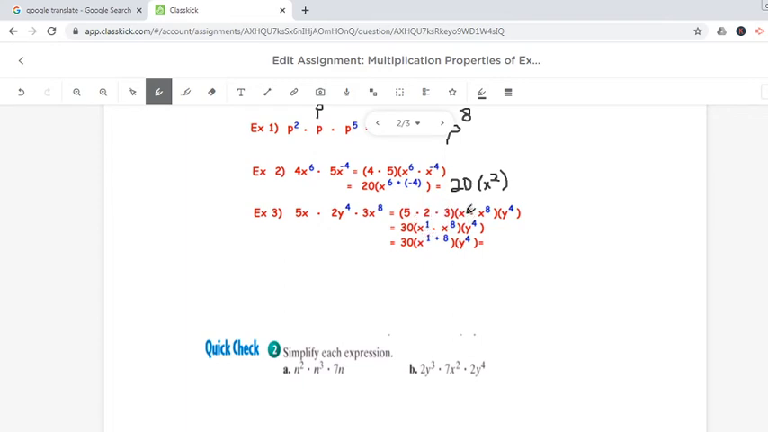Then same base, so we add the exponents. And if it's just x, we know that it's implied, it's x to the 1. That's why they have x to the 1 here. So x, 1 plus 8, that is 9. So we'll keep going with this. So 30, x to the 9th, and y to the 4th.